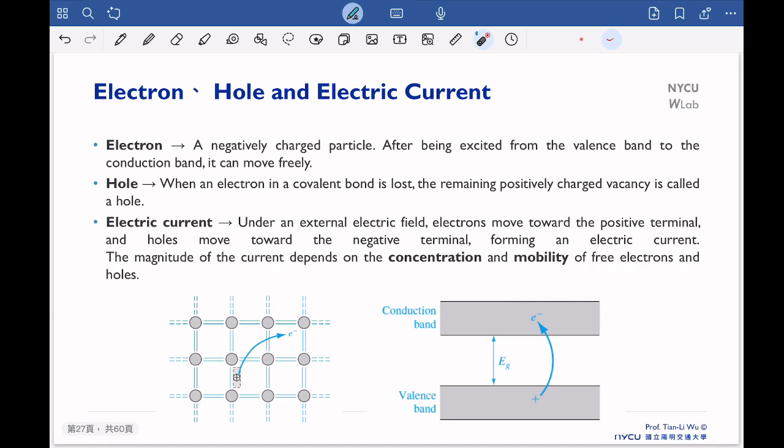Okay, since we have electrons and holes, the summary here is that the electron is a negative charge particle, and the hole is a positive charge vacancy that we call a hole. Under an external electric field, the electron moves toward the positive and the hole moves toward the negative, and that in the end causes the electrical current. This current highly depends on the concentration and mobility of the electrons and holes. So that's the basics related to electrons and holes.